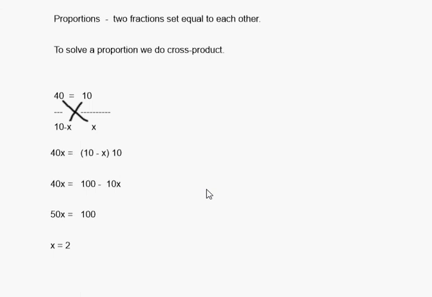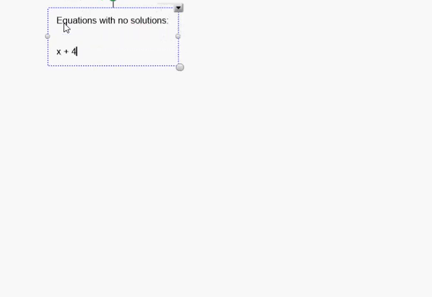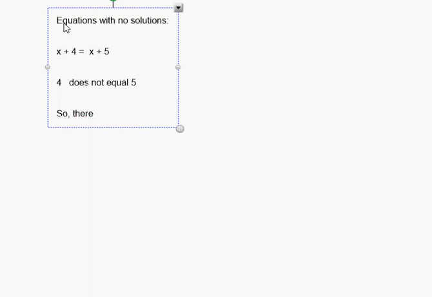Now, some equations, when you go to solve them, have no solution, or they have an infinite number of solutions. So, equations with no solutions could be like x plus 5 equals x plus 4. We subtract x from both sides, and 5 does not equal 4. So, there is no solution.